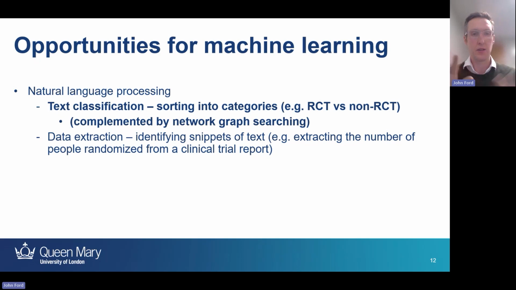In reality, it doesn't tend to be a binary categorization, but rather a probability, X probability of being an RCT versus not being an RCT. There's also opportunities in terms of data extraction. So this is identifying snippets of text. And there's certainly ways of, for example, training ChatGPT to extract data from articles to do some data extraction.